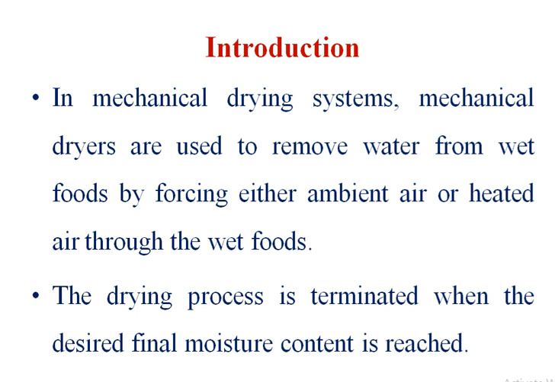In mechanical drying systems, mechanical dryers are used to remove water from wet foods by forcing either ambient air or heated air through the wet foods. The drying process is terminated when the desired final moisture content is reached. Each food has its own desired final moisture content, so depending upon that, we can use these mechanical dryers, and different types of dryers can also be used for different types of foods.